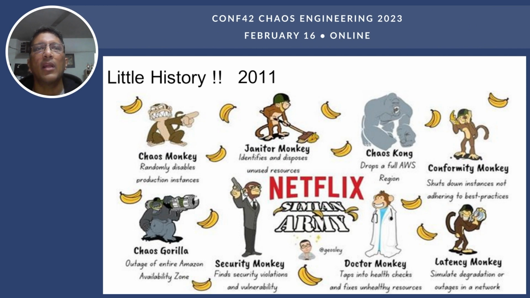So the entire simian army was born, and they added additional failure injection modes on top of the Chaos Monkey that would allow the testing of more complete suites of failure states and thus building resilience to those as well.